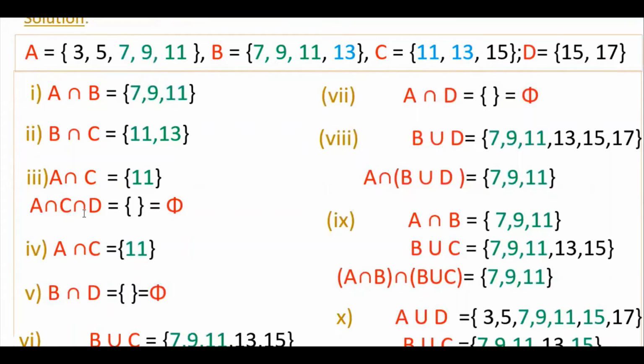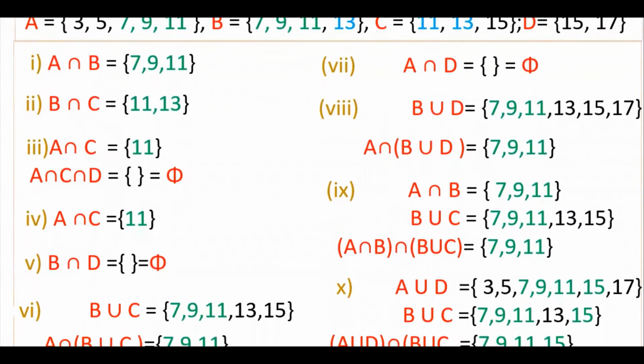And next, A intersection C intersection D. Third one, you have to find A intersection C intersection D. So first find A intersection C, then intersect this set with D. A intersection C is 11, and D is 15, 17. There is no common element, so it is an empty set. Next one, A intersection C: only 11. And next one, B intersection D: no common elements, so an empty set.